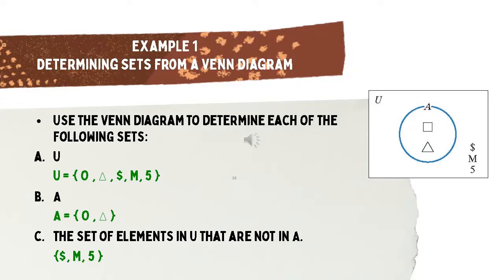So let us determine set from a Venn diagram. Using the Venn diagram, you will determine each of the following sets. Set U, we have circle, triangle, dollar sign, M, and 5. While in set A, we have circle and triangle. So the set of elements in U that are not present in set A, such as dollar sign, M, and 5.